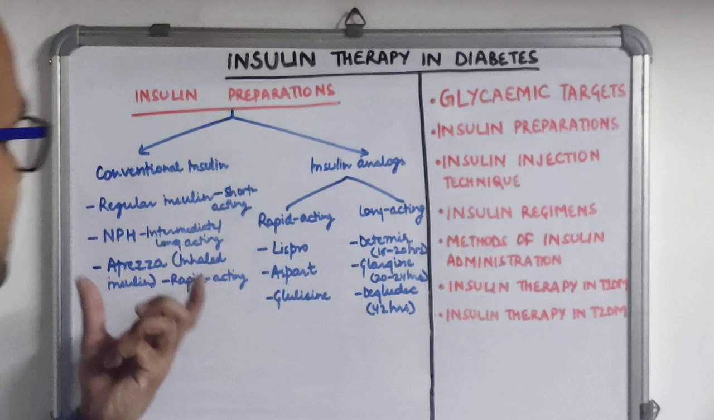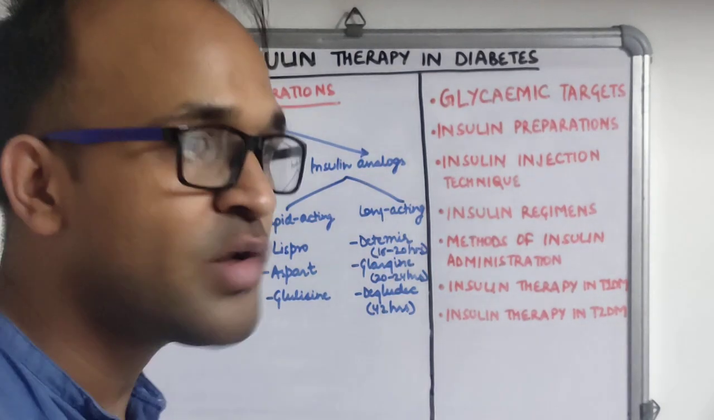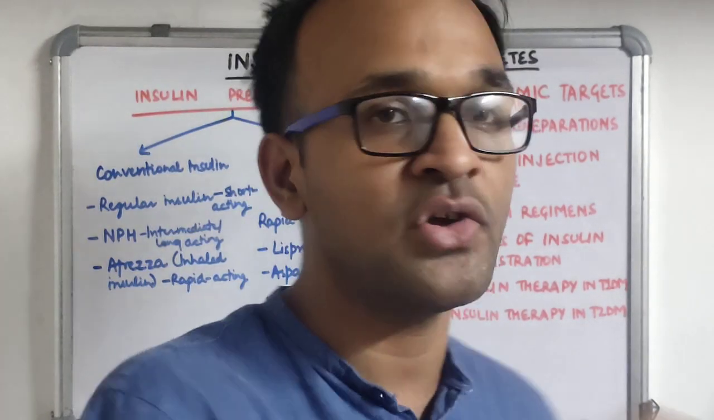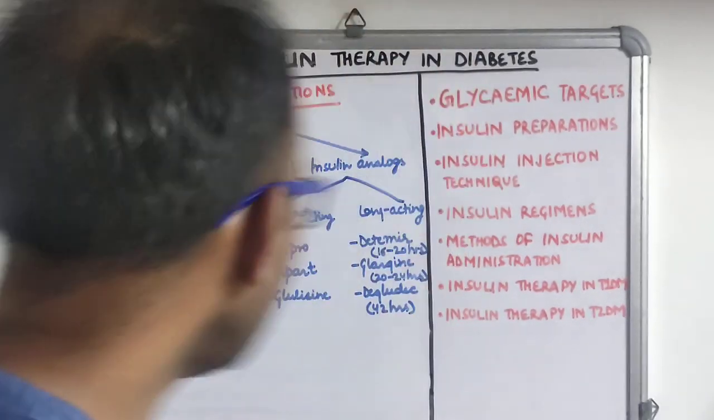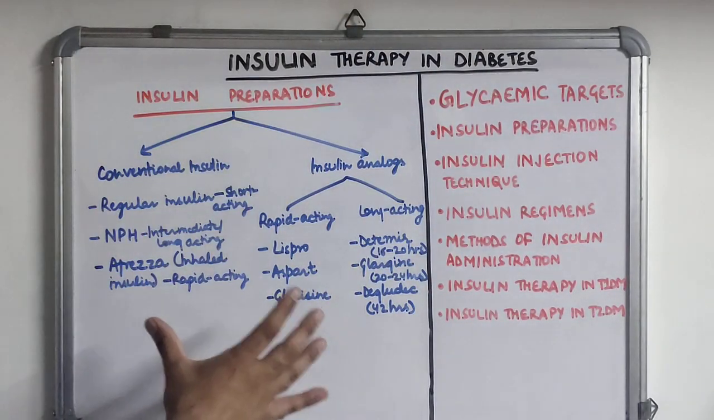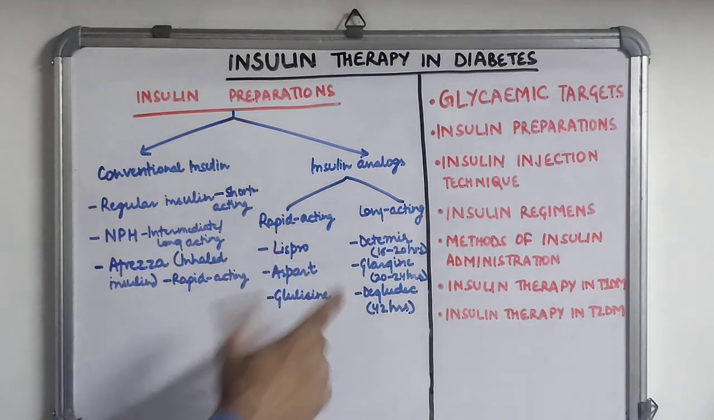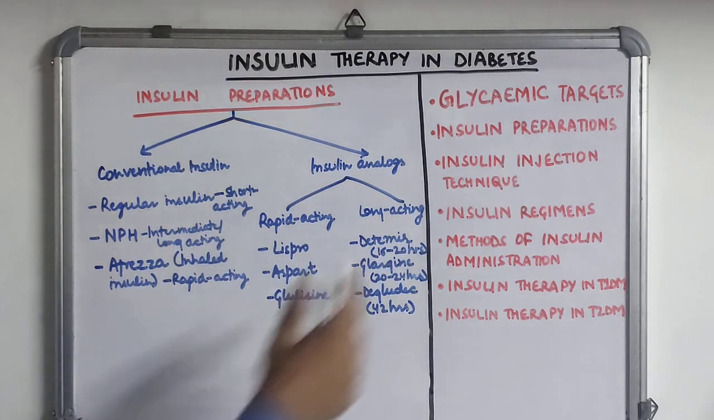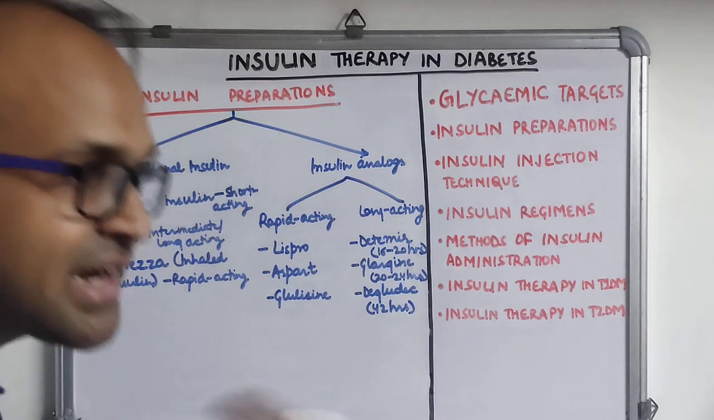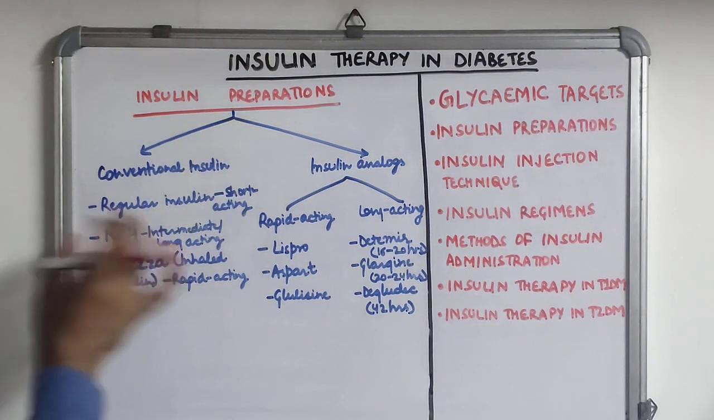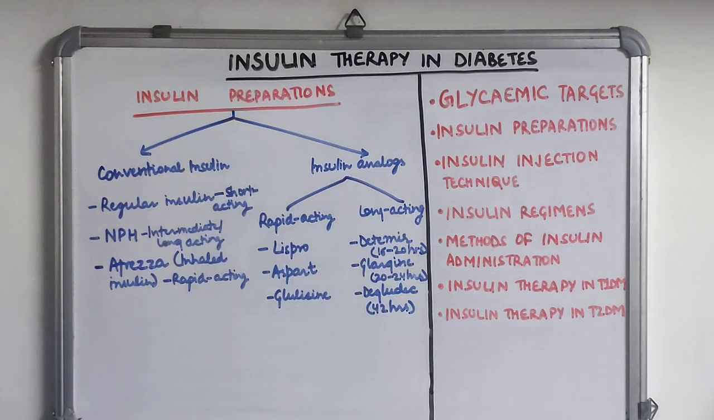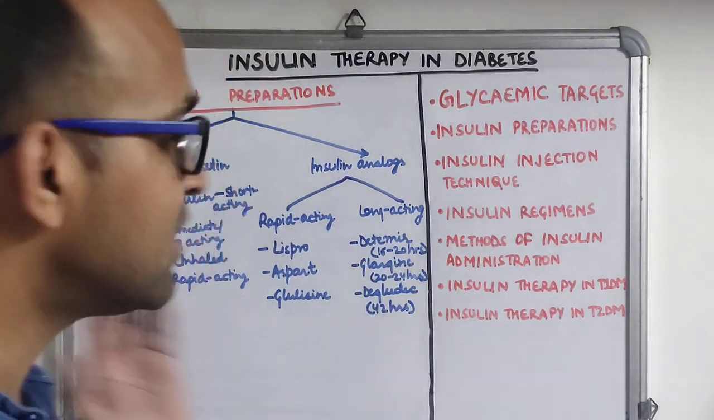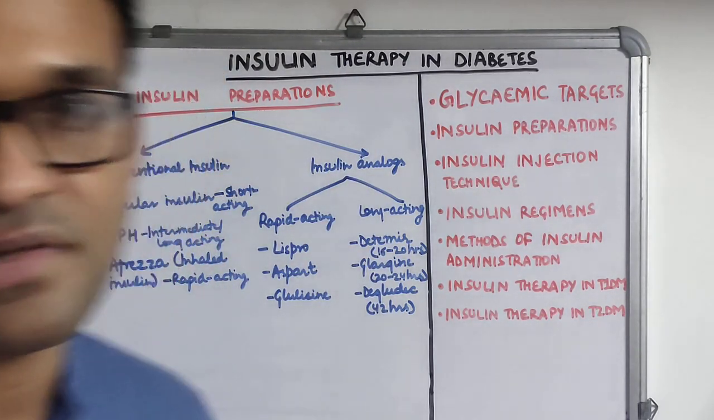But when we talk about this conventional insulin, depending upon where you are injecting, whether in the thigh or in the abdomen, they have variable absorption profiles. Now when I talk about the long acting insulins, detemir, glargine, degludec, they have decreased risk of hypoglycemia in comparison to NPH. So overall these insulin analogs are better than the conventional insulin preparations.